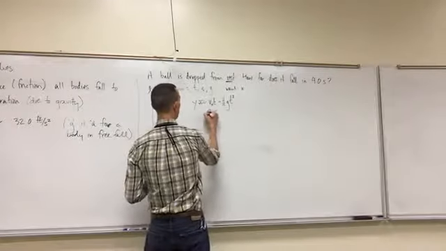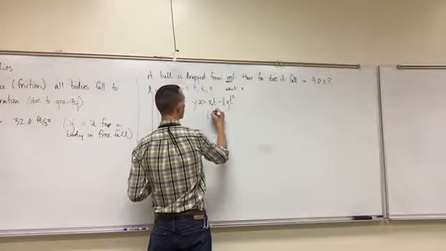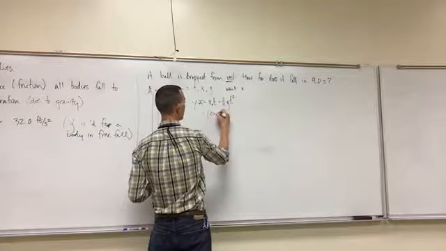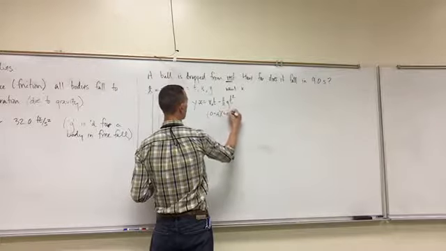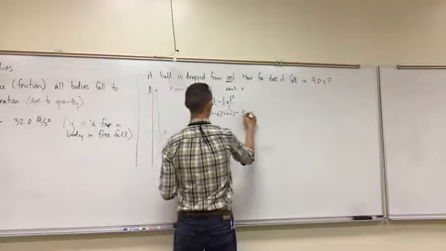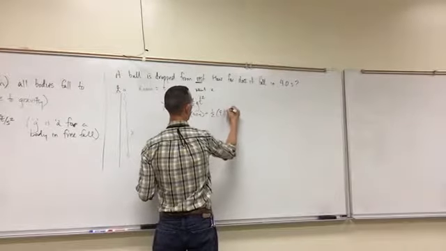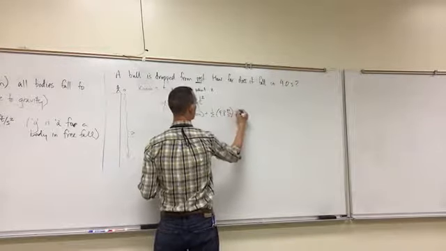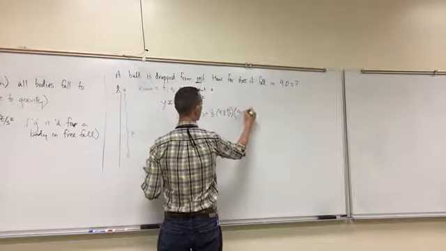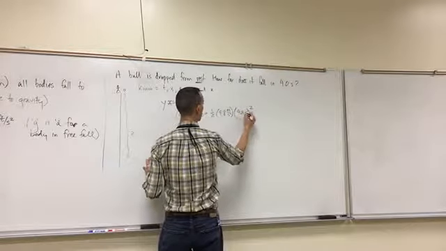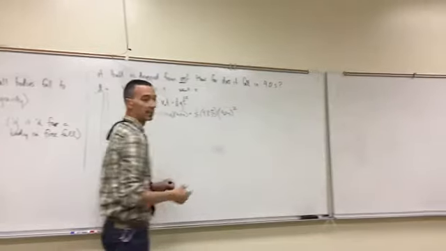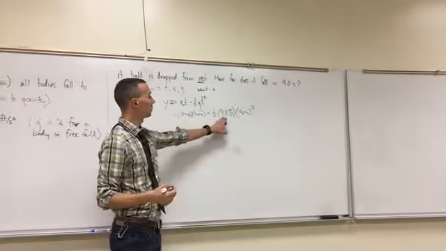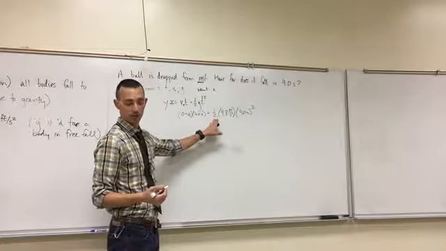So how far does our ball fall? Well, we had 0 meters per second times the 4 seconds. That won't matter. Plus 1/2 times 9.8 meters per second squared, times the time, 4 seconds, which needs to be squared. So 4 squared, 16, times 9.8, divided by 2.